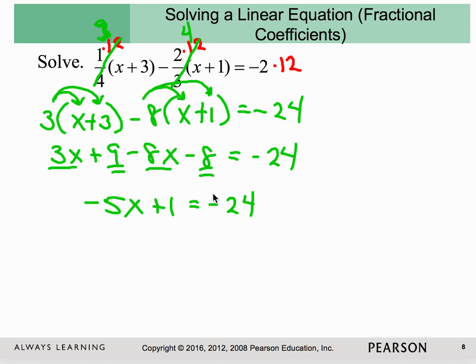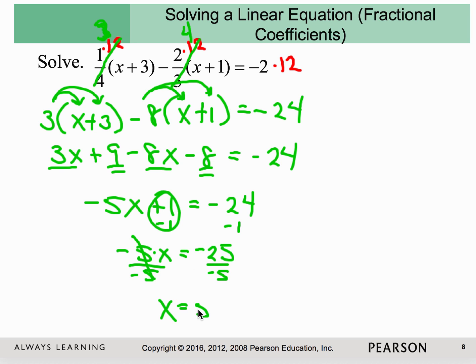Once all your x's are on the same side, but they're already on the same side, undo anything being added to or subtracted from the variable. So negative 5x plus 0 is negative 5x. Negative 24 minus 1 is negative 25. Then undo anything being multiplied to the variable. So I'm going to divide both sides by negative 5. Negative 5 divided by negative 5 is 1. So x equals negative 25 divided by negative 5, which is positive 5.